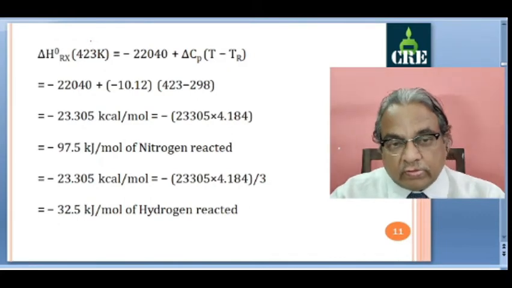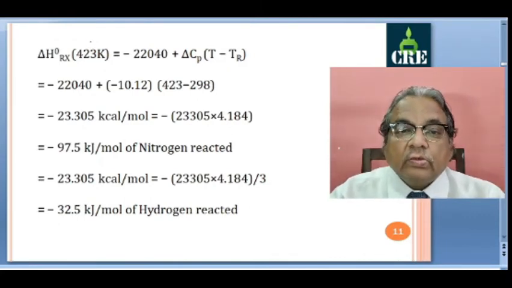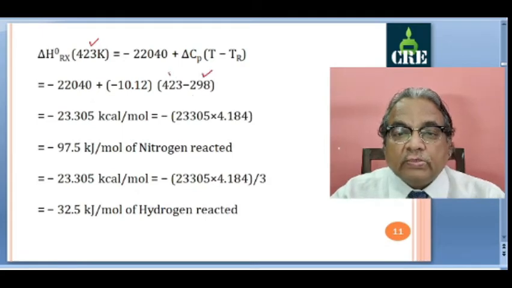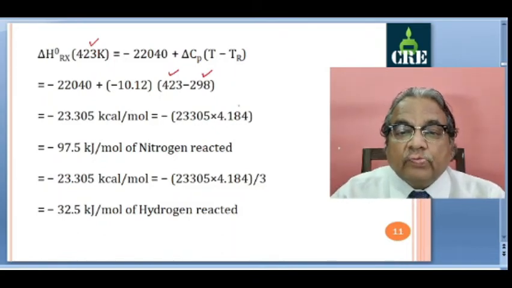273 plus 150, that is 423 Kelvin, minus 22,040 plus delta Cp times T minus Tr. So for delta Cp times T minus Tr, reference temperature is 25, that is 298 K, and this is 150. So it is found out to be minus 23.305 kilocalorie per mole. Okay. If you multiply this by 4.184, it comes out to be 97.5, so in kilojoules per mole of nitrogen reacted.